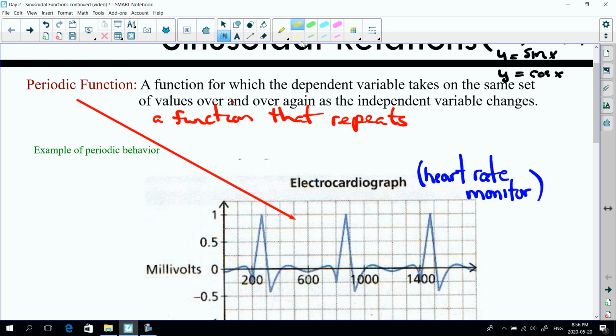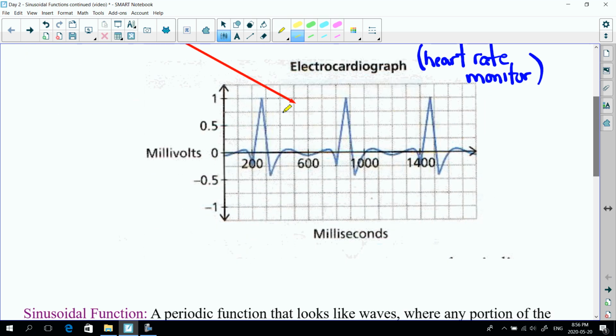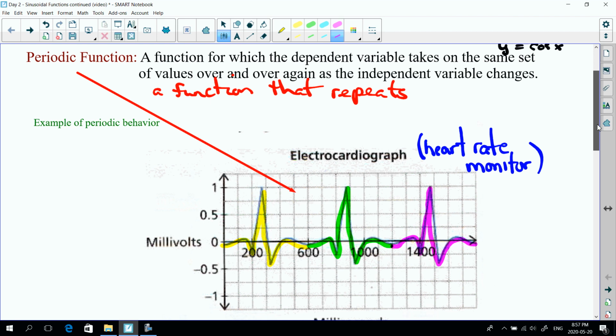So the first example we look at here, in this picture, is a heart rate monitor. You can see that from 0 milliseconds all the way over to 600 milliseconds, we get this shape here. Then from 600 milliseconds to 1200 milliseconds, we get that exact same shape occurring again. And then again from 1200 all the way over to 1800. Okay, the yellow, the green, and the purple, that is the exact same shape. There is repetition, so this curve is just repeating. So if it repeats, we say it is periodic.